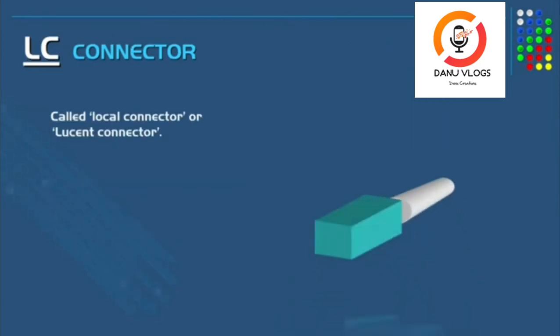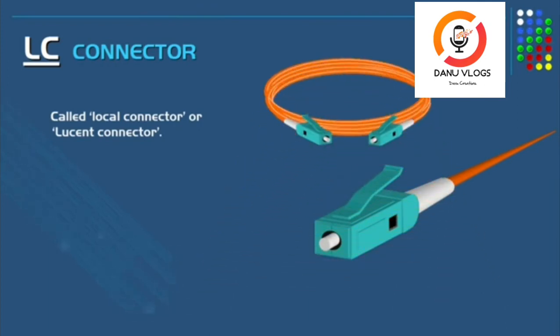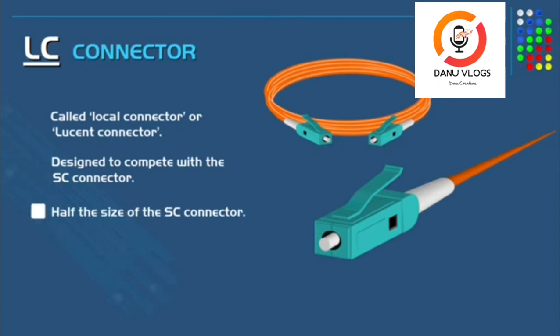And our next fiber connector is called the LC, or local connector, or Lucent connector, since it was developed by Lucent. Now, this type of connector is also commonly used between floors in a building, and it was designed to compete with the SC connector. It's about half the size of the SC connector, which makes it better for highly populated racks and panels. And this also uses a latch that locks itself into place, similar to the RJ45.